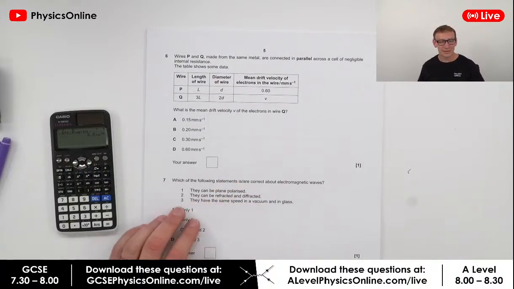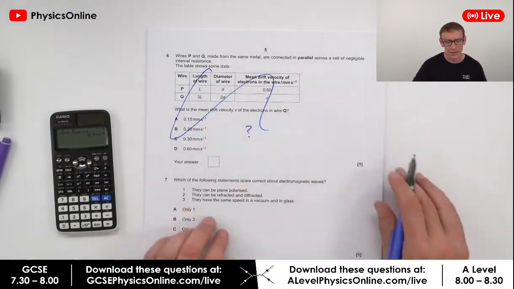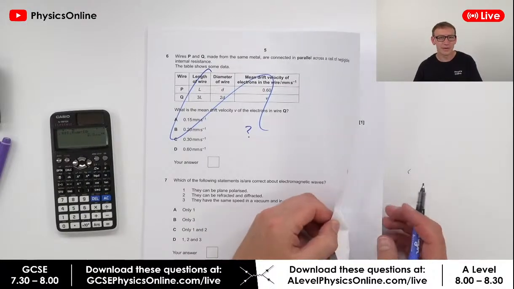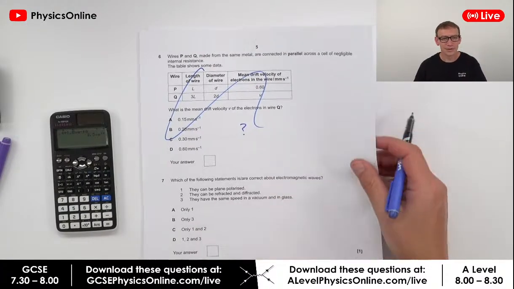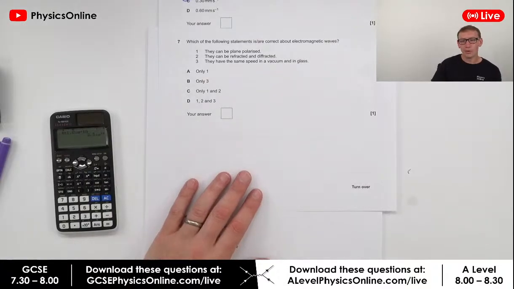Right. Number 6, I had a look at this and I couldn't do it, so I'm going to leave that. It was just too hard. If you ever get a question that you can't do, just leave it and move on. It's only a mark and it's not worth the time and the stress trying to do it. Okay, number 7. All of you can answer this.